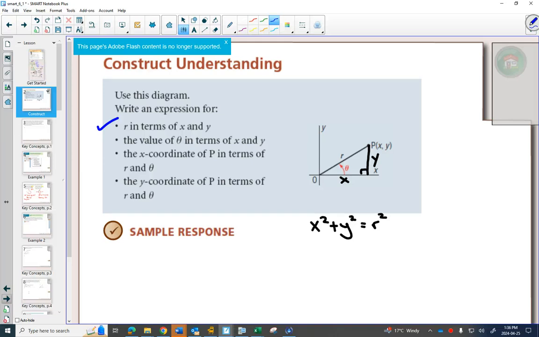Technically, if you wanted to get r by itself, you could. You could square root both sides. And because we're dealing with a shape, is the side length of a triangle ever negative? No. So technically, r would just be the positive one.